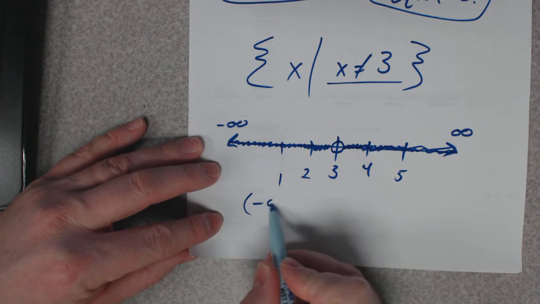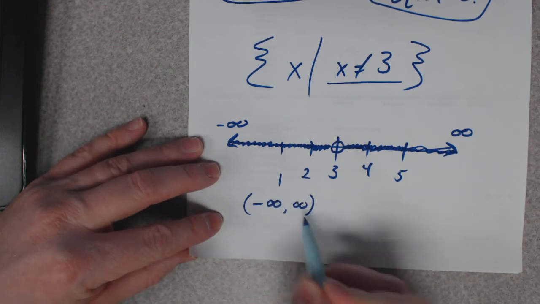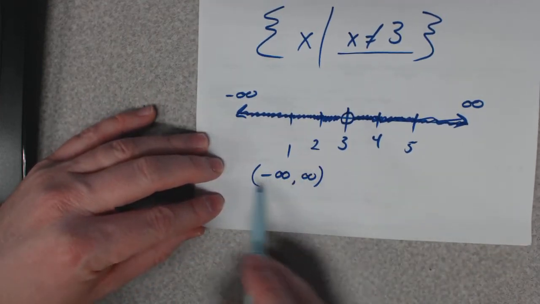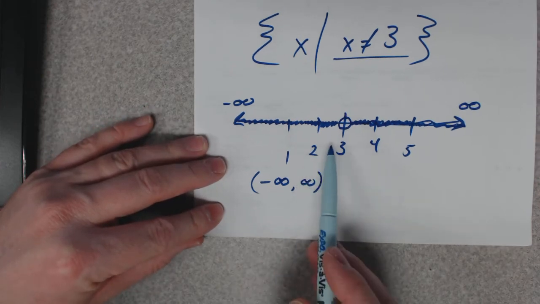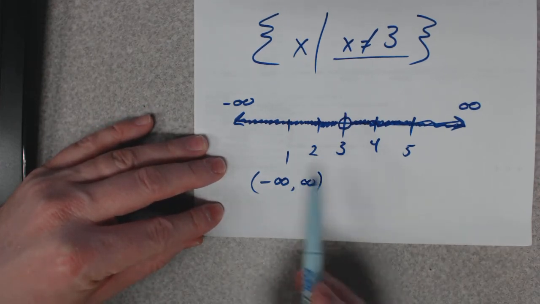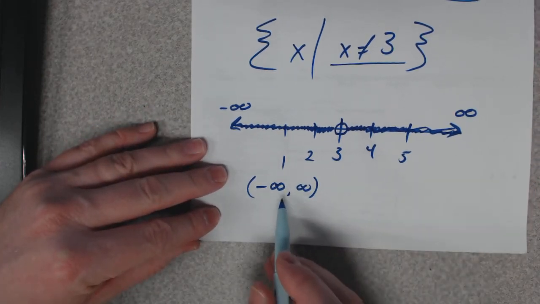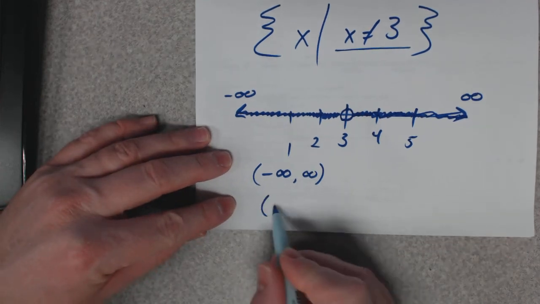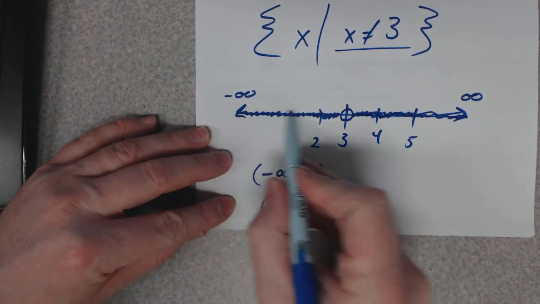So here's all the numbers. This is what you would write if you meant all the numbers. But 3 is in this, and we don't want 3 in there. So we have to split this into two intervals. From negative infinity to 3.